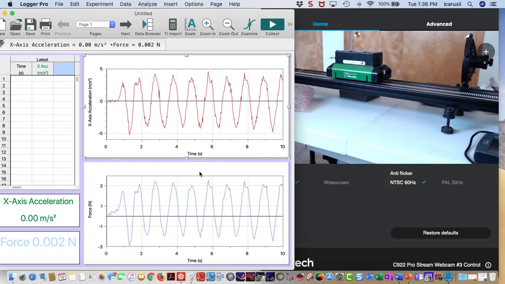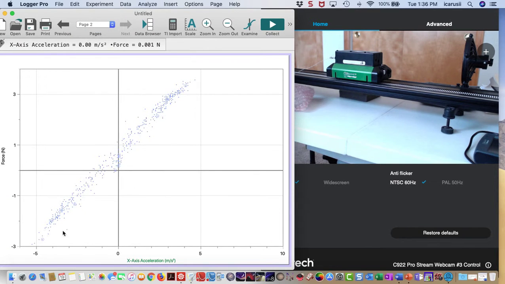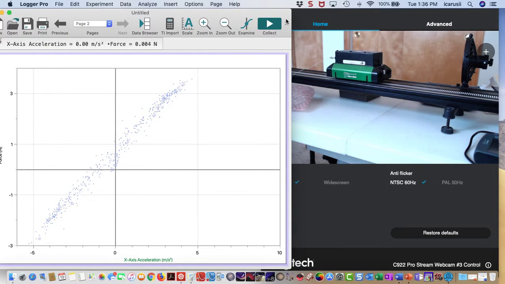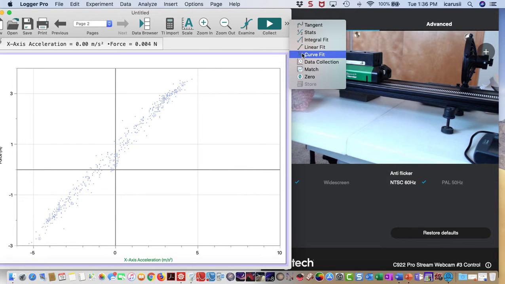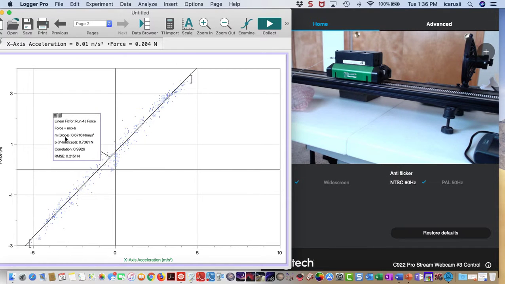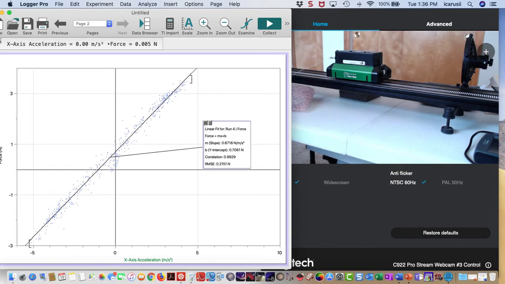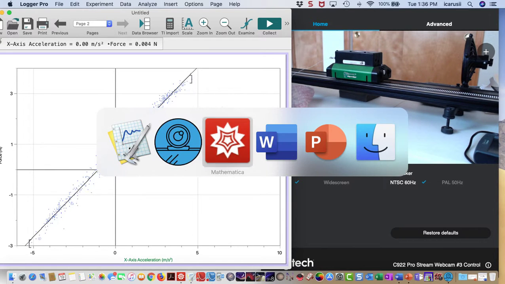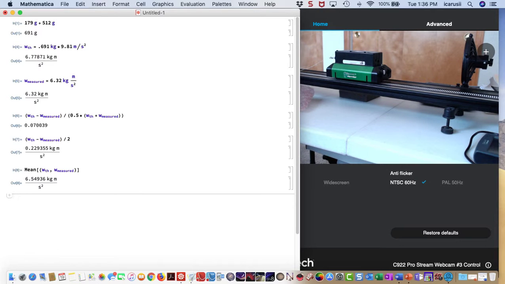And now let's find out what's going on here. So if I look again at page 2 where I have my force versus acceleration graph, once again you get a cloud of data points. Some are above, some are below. If I do a linear fit, 0.671. So there's my data. Now I'm going to go ahead and bring up my calculation sheet.